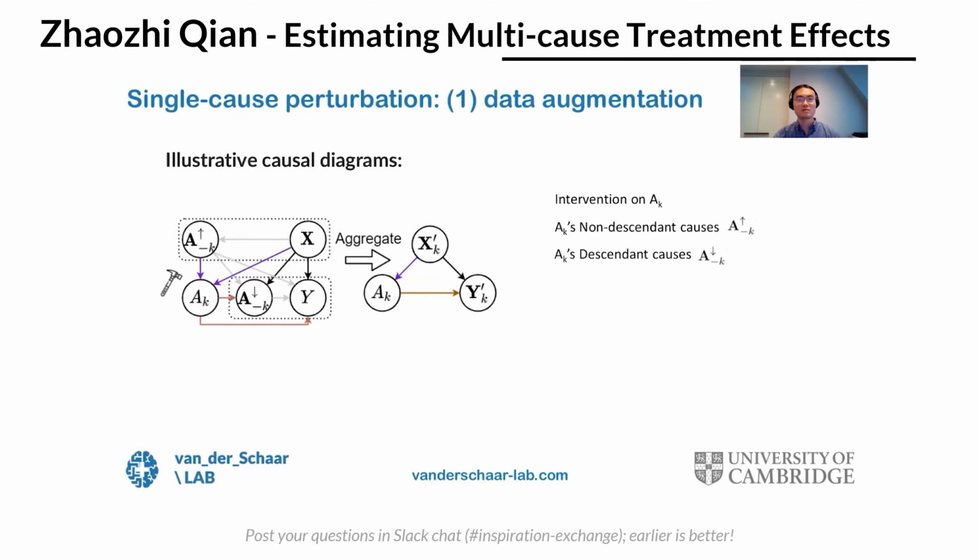To estimate the effect of single-cause intervention, we need prior knowledge on the causal structure between the causes. Specifically, we assume that for a given cause A_k, the rest of the causes can be partitioned into its non-descendants and its descendants. Note that such partition is always possible under directed acyclic causal graphs, or DAGs. Then we create new confounders and new outcomes by combining these variables. This in fact leads to the familiar causal DAG, and the causal estimation problem can be solved by any existing single-cause algorithm.